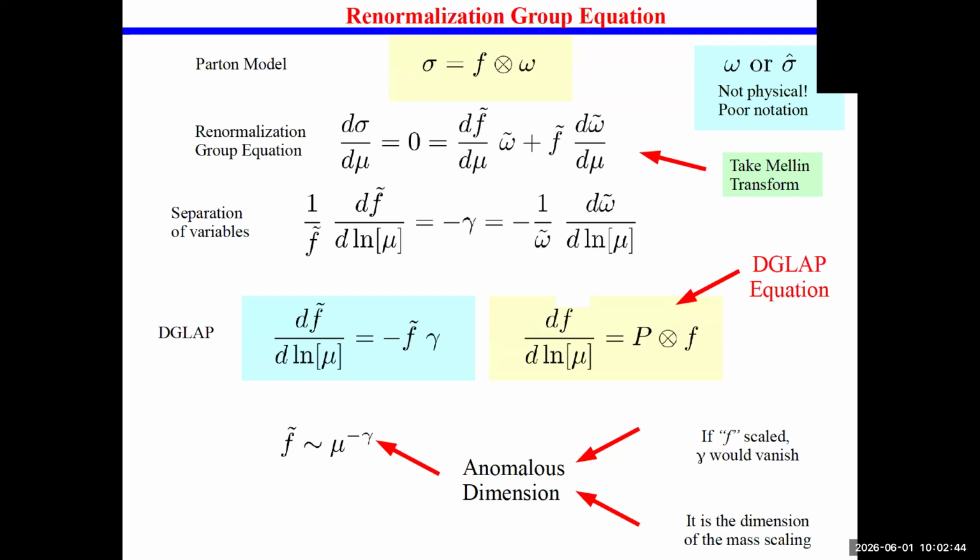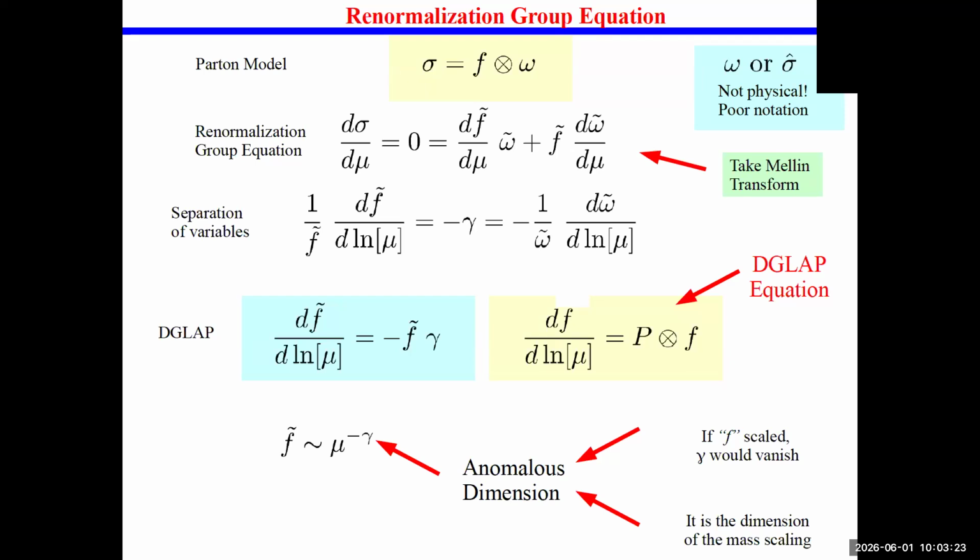And now I can solve this in Mellin space. That's what the tildes mean. If I solve this, I find out the dependence of F on mu, the parton distributions, is mu to the minus gamma. And gamma is what we call the anomalous dimension. Where does that name come from? It's historical, but it's a dimension because it's the mass dimension of this solution. And it's anomalous because if F satisfied perfect scaling, that is, if F did not depend on energy scale, gamma would be 0. So this anomalous dimension tells me how the scaling is violated.